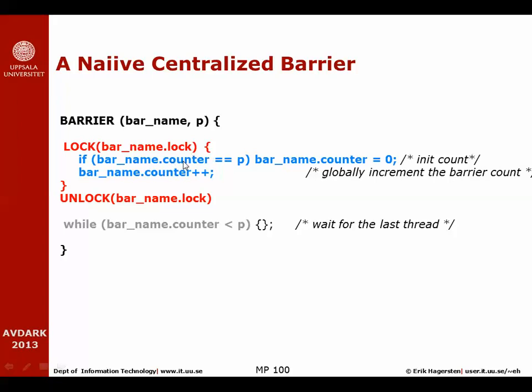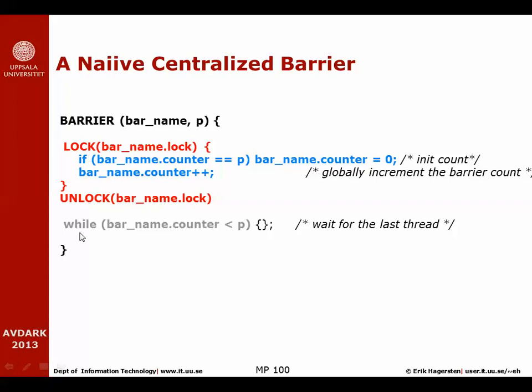associated with the barrier, if that is equal to P, that means that we have to reinitialize the other part of the barrier struct, which is the counter part. We have to initialize that to 0. If not, so this is just going to be done by one of the threads when you get to a barrier like that. Then you increment the counter, and then you get out of the critical region.